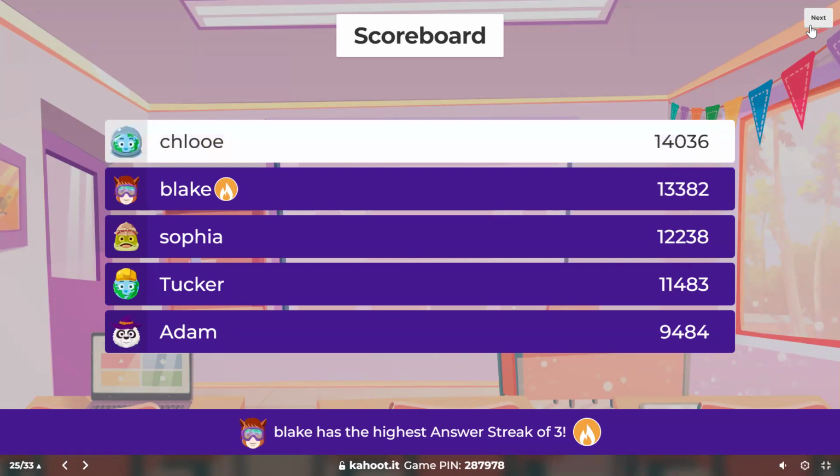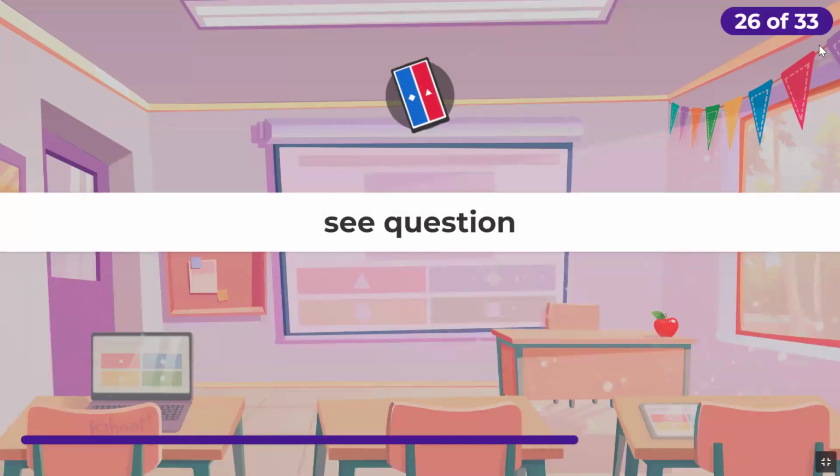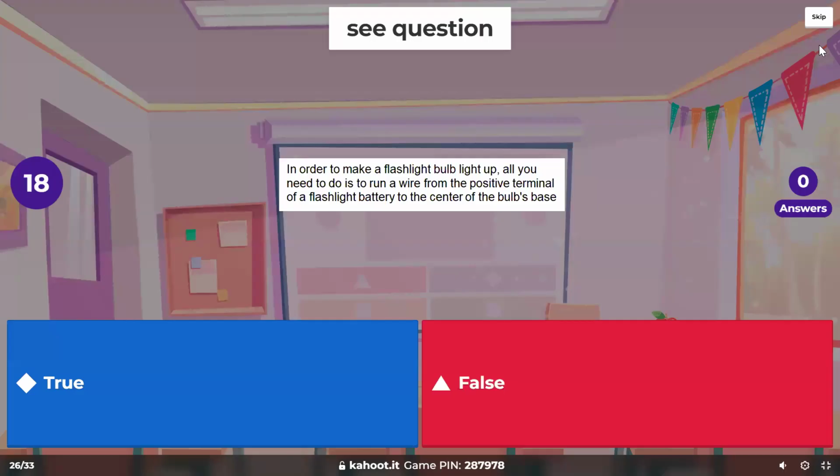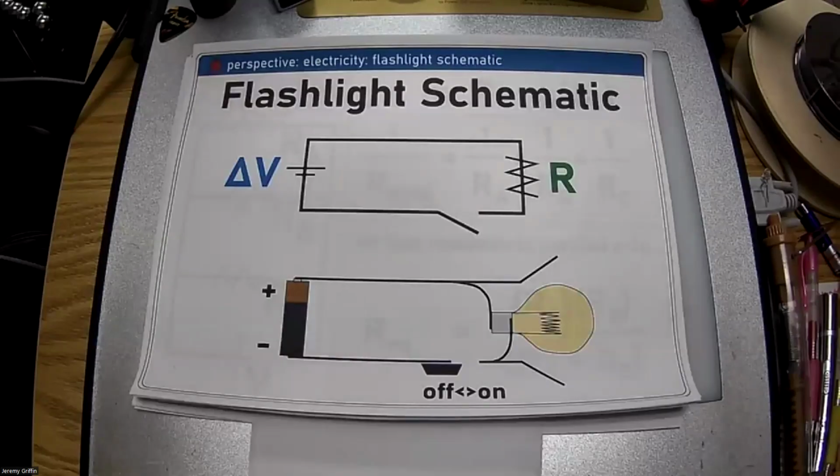All right. Sophia, Blake, Chloe, getting some points. Ooh, true, false. In order to make a flashlight bulb light up, all you need to do is run a wire from the positive terminal of the battery to the bulb's base. True. False. All right. Half right, I suppose.